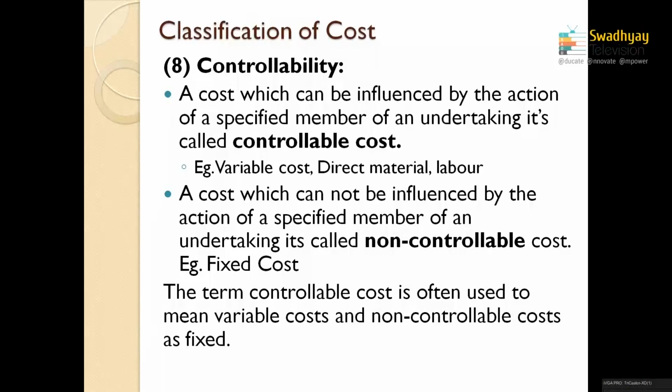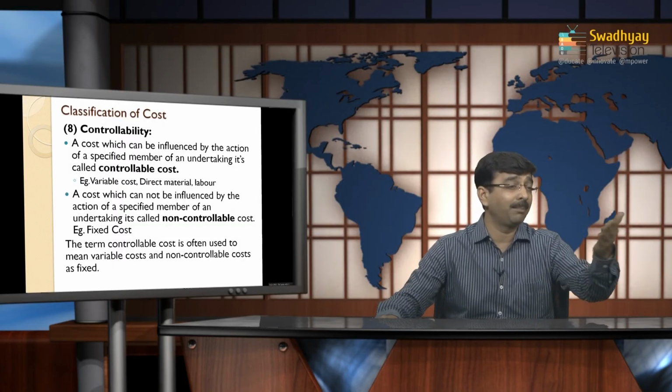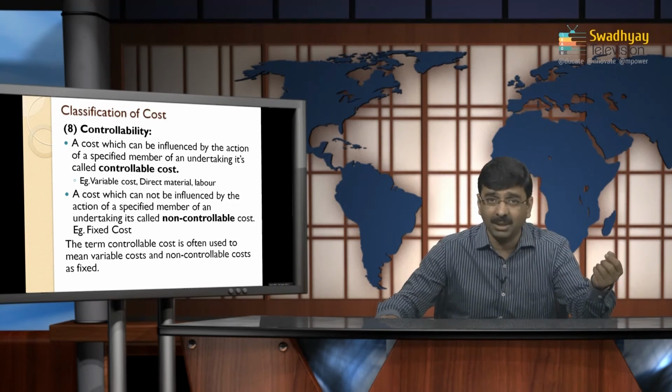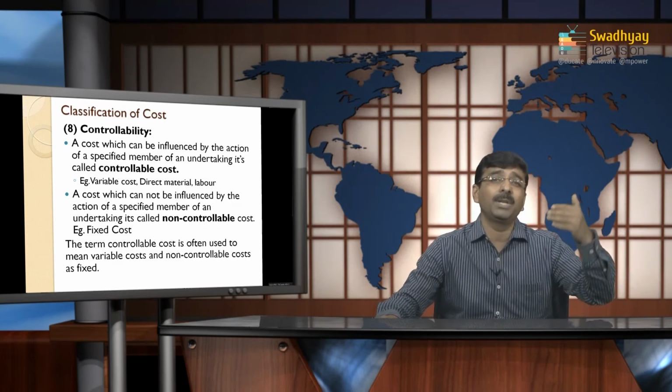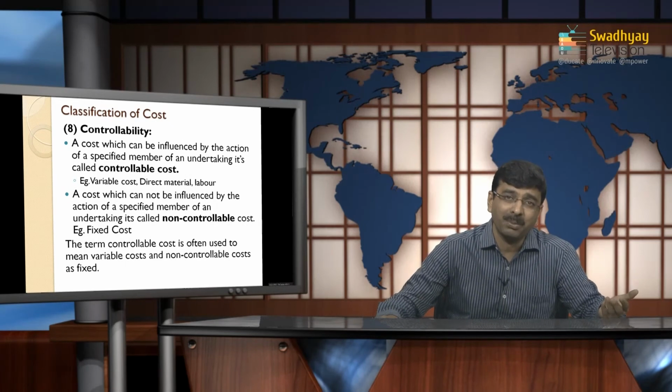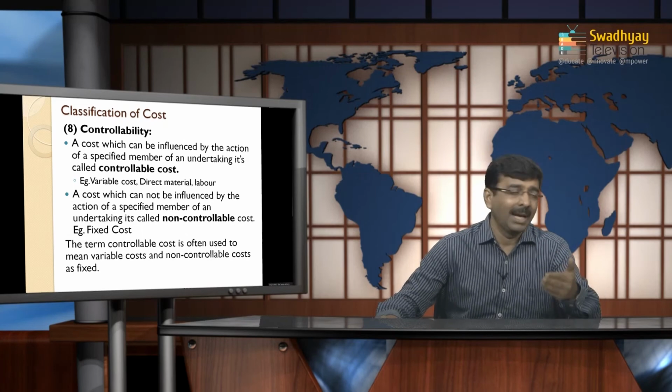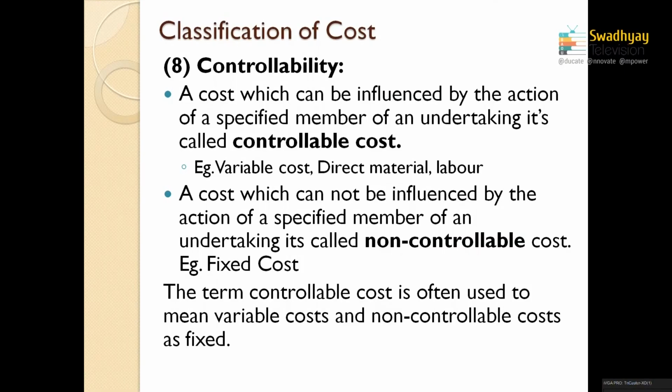Suppose, as in the example I was already taking, coconut can be purchased from many different places. Here the choice is yours. You have plenty of choices where coconut is available. So the decision is yours from which particular supplier you are going to buy coconut. On the basis of that, you can definitely control your cost. And the other one is non-controllable cost. Non-controllable cost means it is not influenced by any action or any unit. Generally a fixed cost is a non-controllable cost.